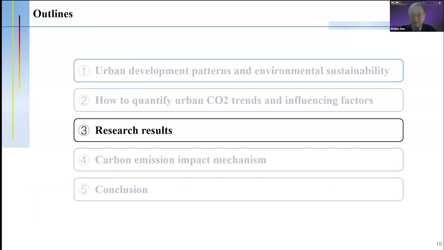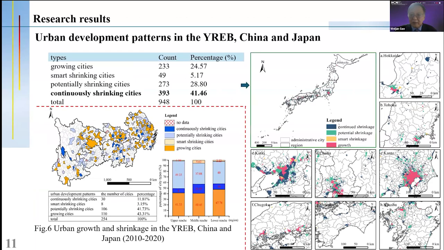About the results, the urban growth and the potential shrinkage, we can see we have two, one about China and one about Japan. This is about Japan. If you see Japan, more than 41% are continued shrinkage cities. It means population decrease and population density decrease. This is very big data, right?